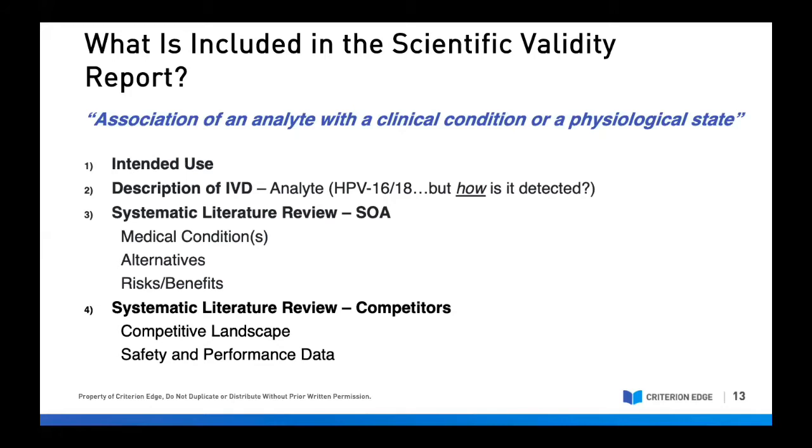Now, you've probably noticed that in this outline, systematic literature review appears twice. During the PER writing process, you will be required to conduct multiple systematic literature reviews, which also means that this entire process of defining, searching, screening, extracting, and reporting will be repeated multiple times throughout. In fact, it's repeated at least twice within the SVR. So we're going to focus on this section in the second half of the SVR, this competitor systematic literature review, in an upcoming webinar, mainly to distinguish between the purpose and the scope of these two different systematic literature reviews.